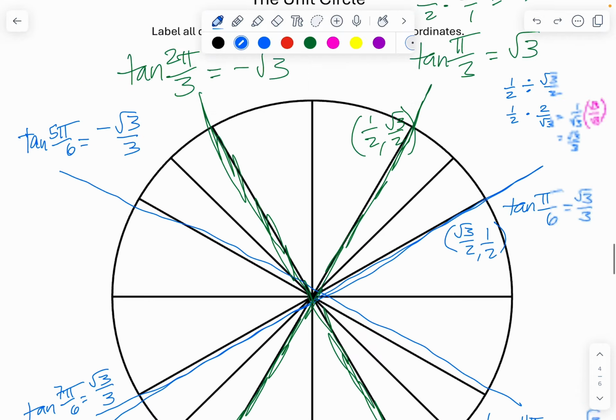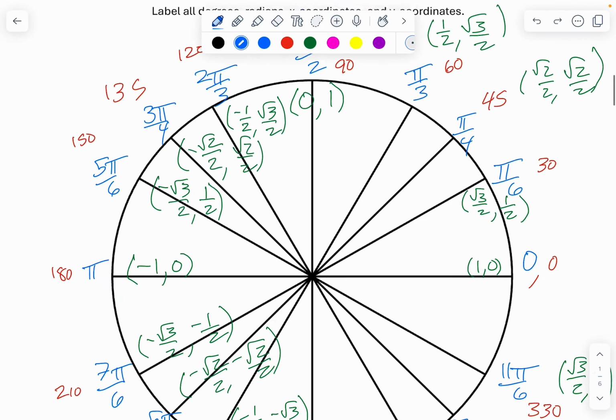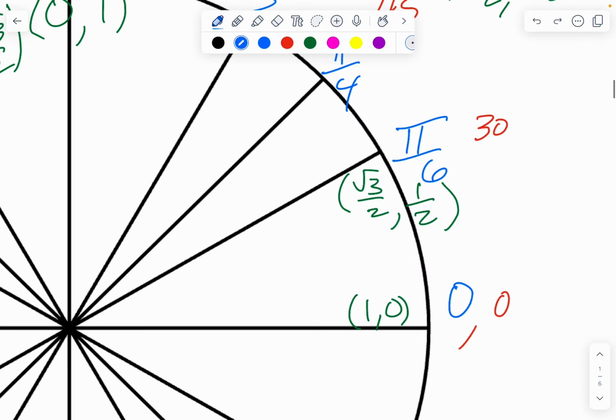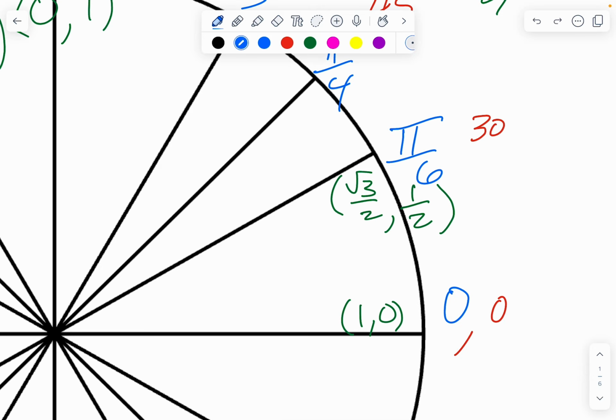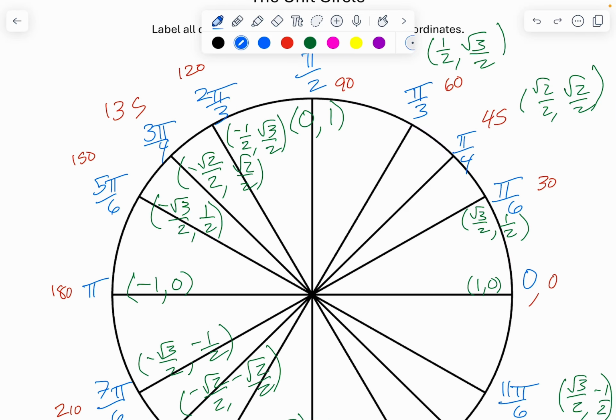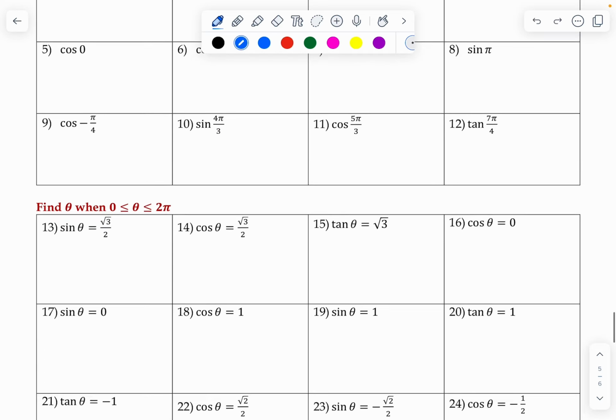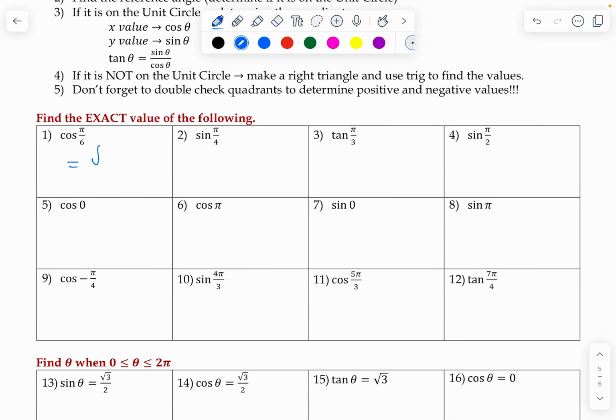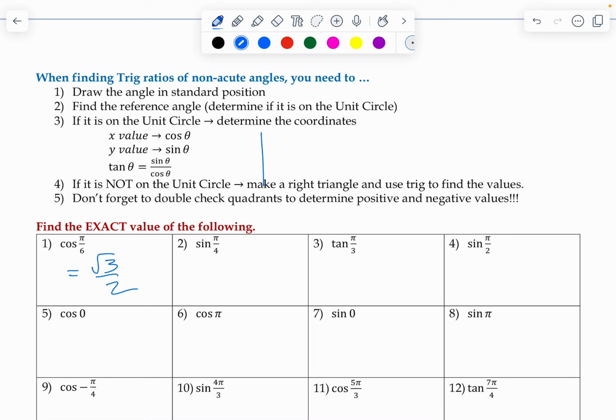Well, let's go back to that original, way back here. Here's pi over 6. Cosine is the x value. The x value is root 3 over 2. So this will equal root 3 over 2. Sine of pi over 4, I can go back up to my circle, or I can recognize it's this angle. The sine is my y value, and the pi over 4 family has a whole lot of root 2's. We're in quadrant 1, they're both positive, root 2 over 2.